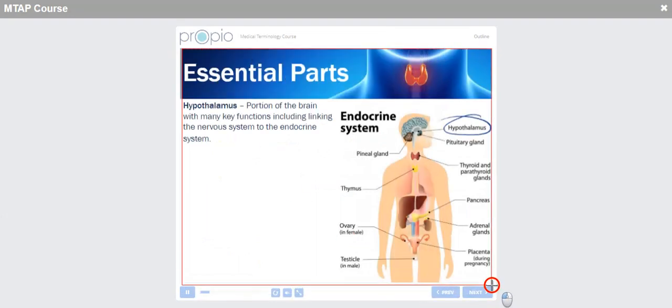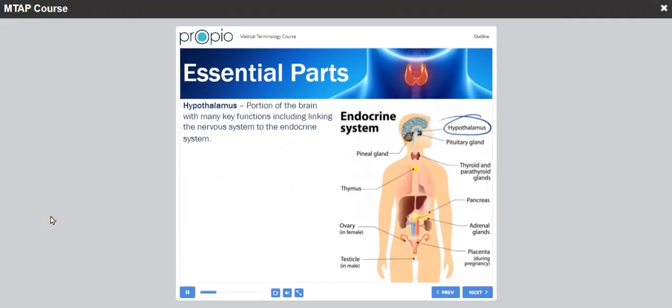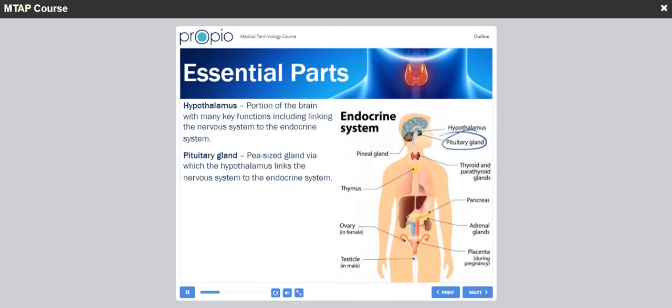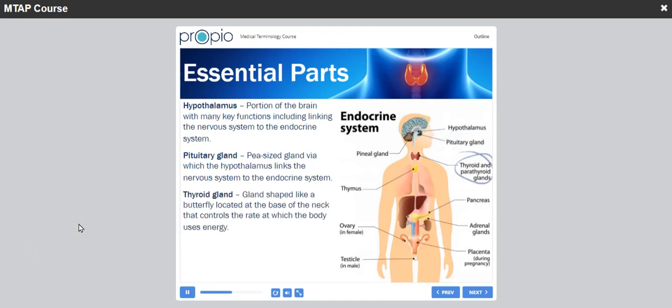Pituitary gland is a pea-sized gland via which the hypothalamus links the nervous system to the endocrine system. Thyroid gland. It's a gland shaped like a butterfly located at the base of the neck that controls the rate at which the body uses energy.